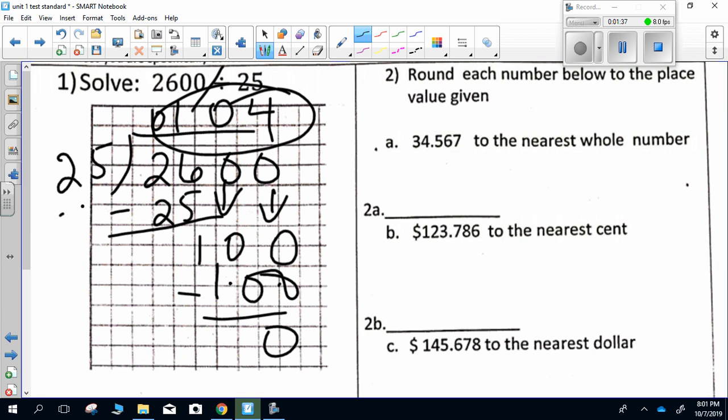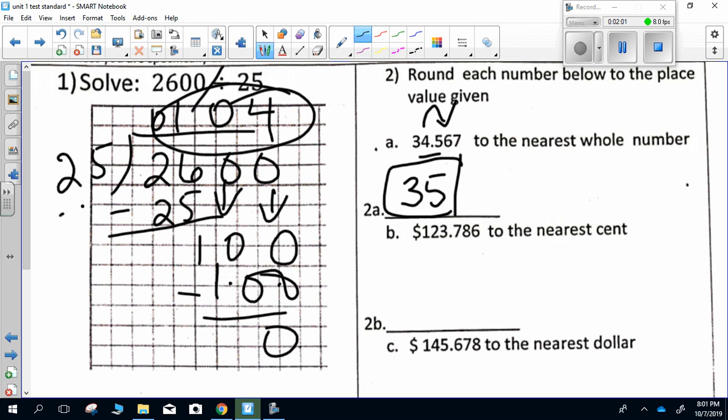Second question, I'm going to round this to the nearest whole number. So I'm going to underline the 4 because that's in the whole numbers place. Draw an arrow to the right. Because there's a 5 in the tenths place, it's going to mean that the 1 is going to go up. So my answer is just 35, because when you round to a place, you have to end at that place. So the answer is 35.